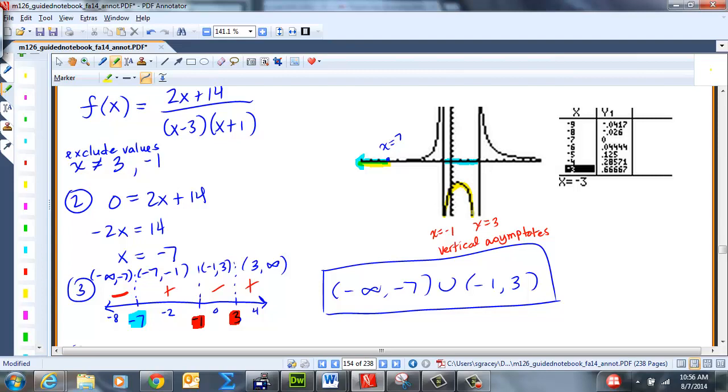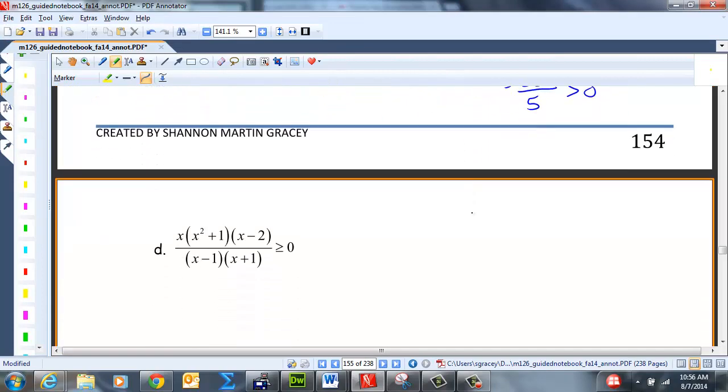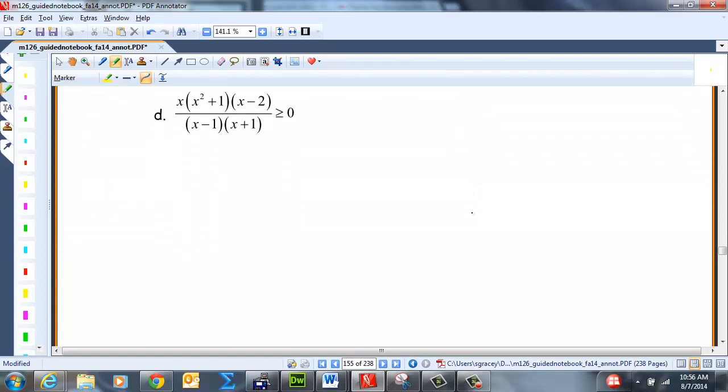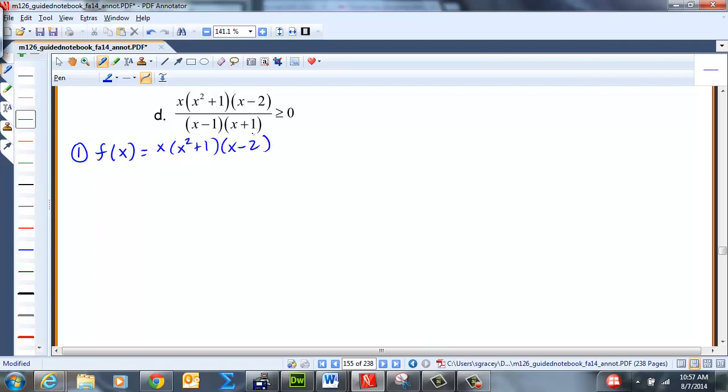Okay, so our last problem of the day is this guy. I know it looks kind of mean, but actually it's not so bad, because it already has one happy fraction on one side, and it's already factored. So I don't think it'll be as bad as you think. Step 1 is already done. So let's let f of x equal this whole thing: x times x squared plus 1 times x minus 2, all over x minus 1 times x plus 1.